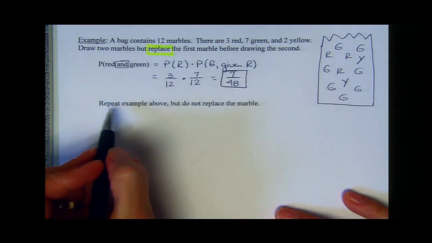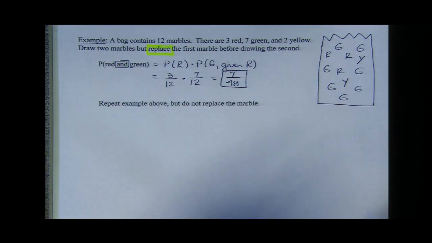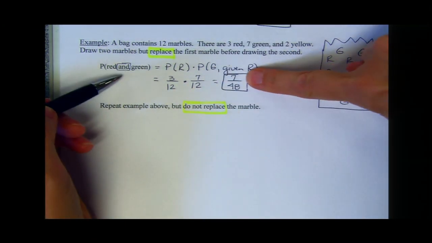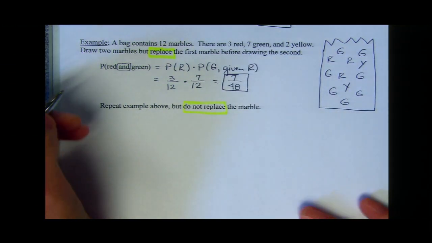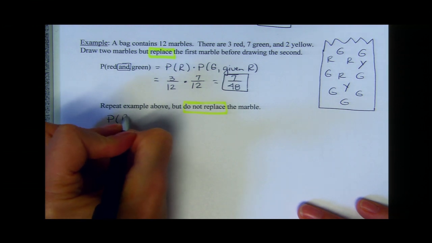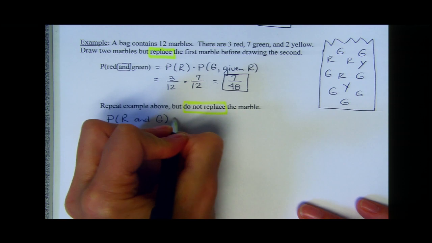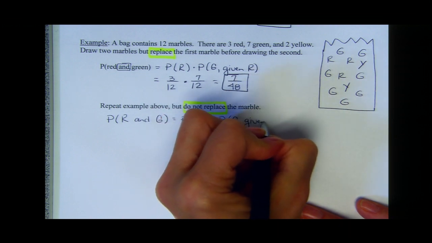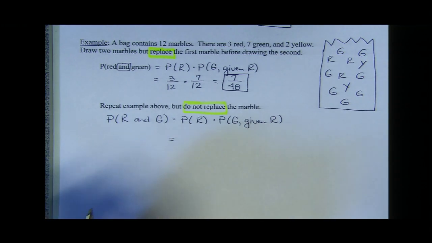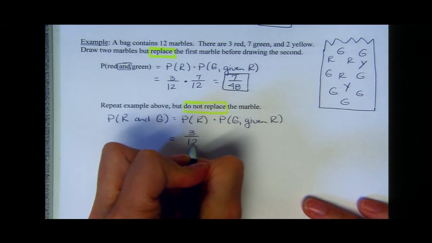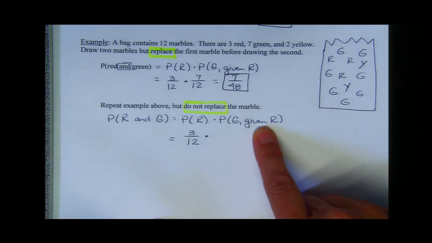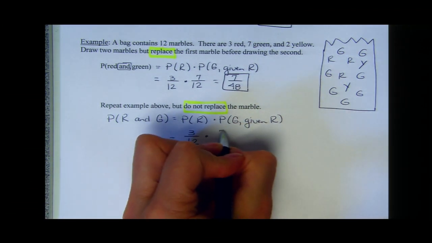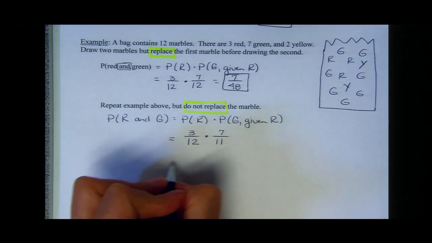All right, now the second it says repeat the example above, but now do not replace. So this would be an example of independent. This is an example of dependent. So we still want to know the probability of red and green. It's just that now we're not going to replace. So it's the probability of red times the probability of green given red. Well, on the first draw, when you reach in to pull out a red marble, there's still 3 of them, 12 in the bag. But now assume that you're holding a red marble in your hand. Now what's the probability of getting a green? Well, there are still 7 green marbles in there, but there were only 11 marbles left in the bag.